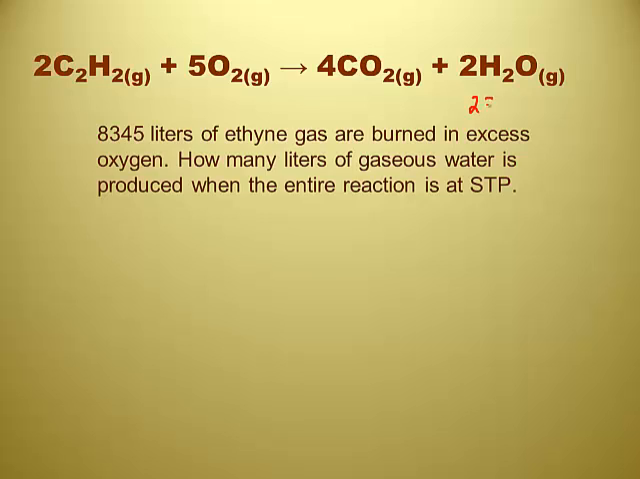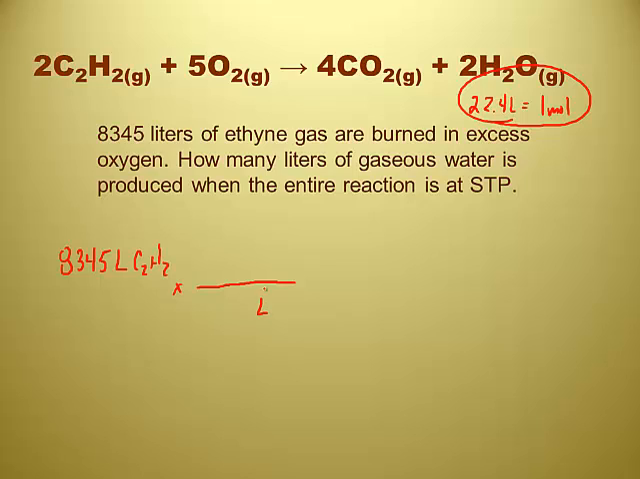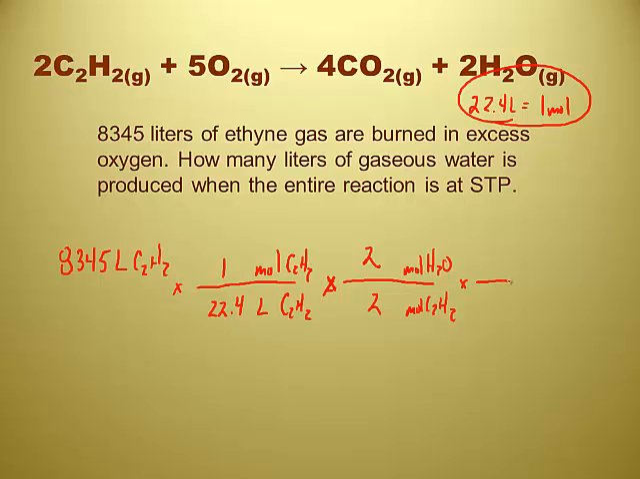I could say that 22.4 liters is equal to 1 mole of any gas. And since they're all gases, we're going from gas to gas, I can just do regular stoichiometry. So 8,345 liters of C2H2. I'll change that to moles using 22.4 liters as 1 mole. We're going from ethine to water. So moles of water is a 2, moles of ethine is a 2. Oh, this is a boring one. Yeah, there's not going to be much math here.